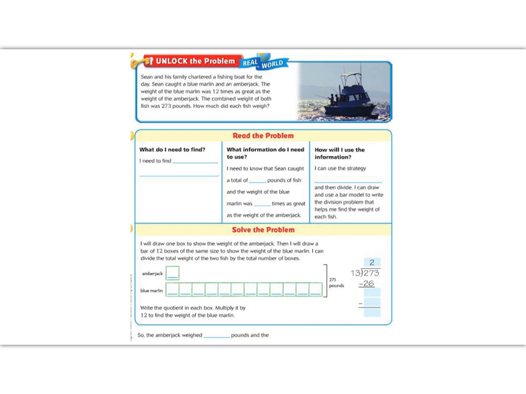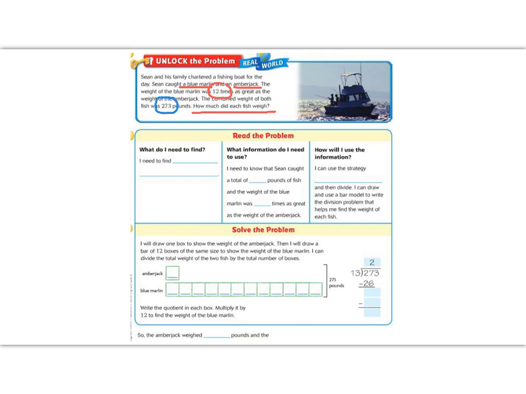If you remember back to 4th grade, you did some lessons like this before. We drew some boxes to compare the size of each fish or item to the other one. So we're going to solve a problem like this today. The first things we need to look for are how we're going to solve the problem. So we need to know how much did each fish weigh. We also know that he caught a blue marlin and an amberjack, and that the weight of the blue marlin was 12 times as much as the amberjack, and the important total is 273.